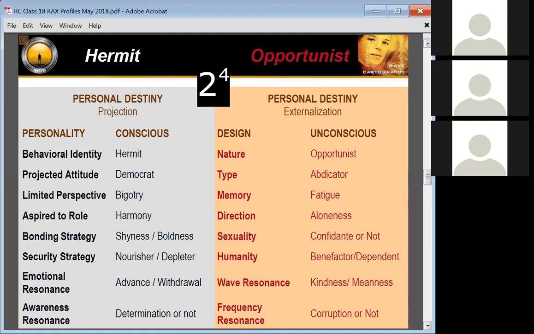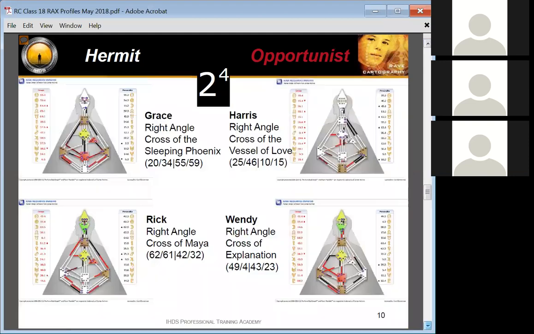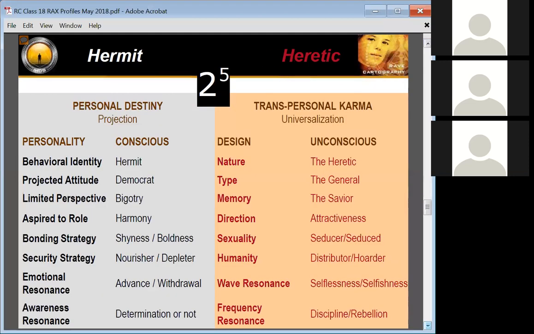But now as we go from the 2-4 and we switch what's underneath, we're now going to universalize. Boy, talk about a projection. And this is a harmonious combination. This person is living absolutely a projection. They've got the difference between a 2 and a 5, though, that's quite different. The 5th line unconscious is universalizing.